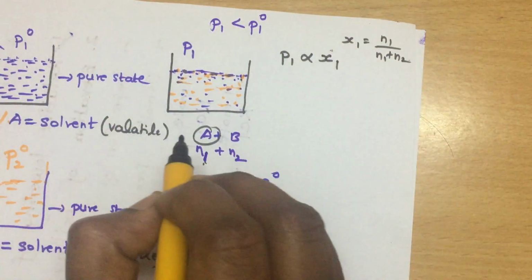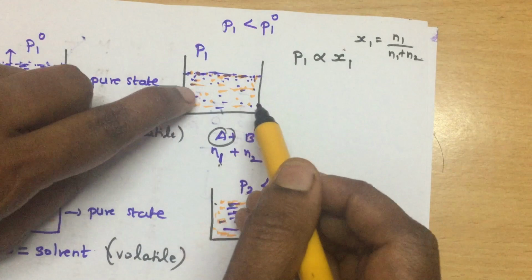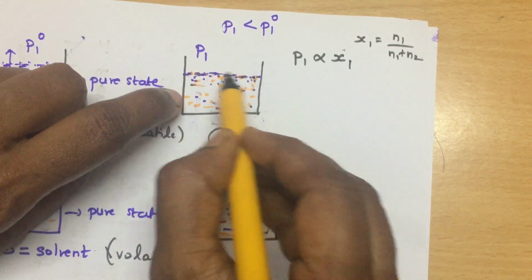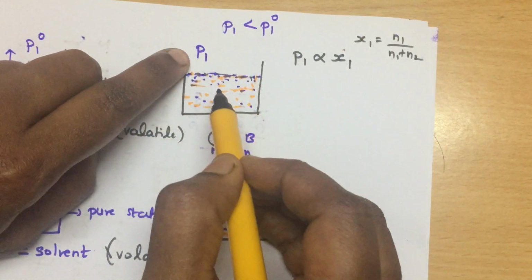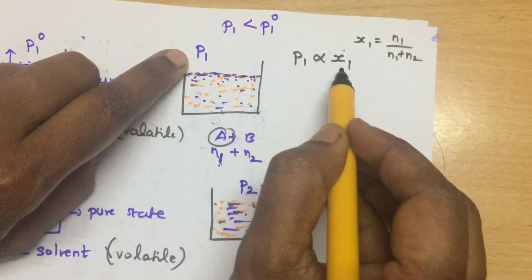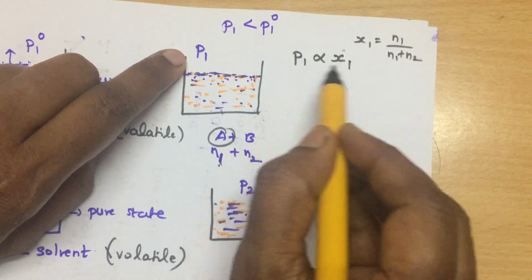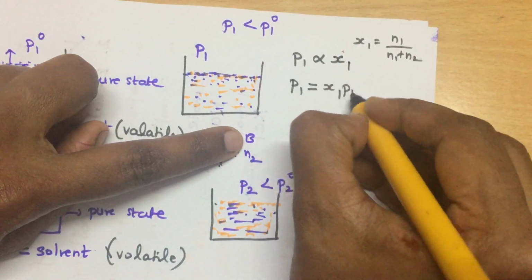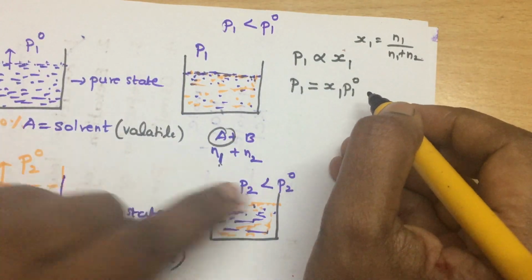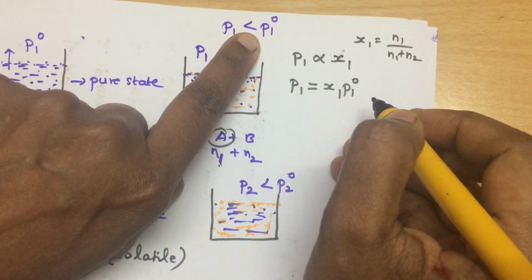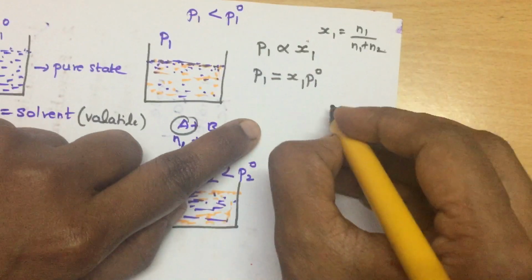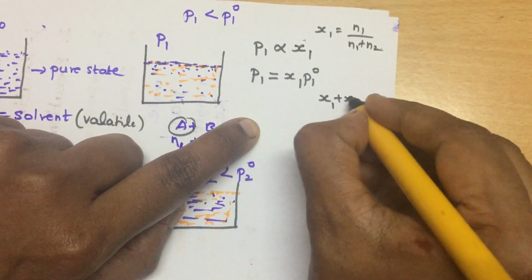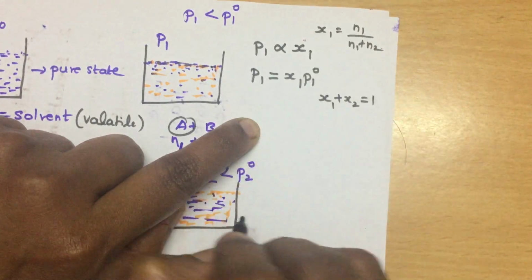P1 is proportional to x1, because you see, when the number of moles of A is higher, the number of A molecules on the surface also becomes higher, and its vapor pressure also increases. So as x1 increases, P1 increases. Later he stated that the proportionality constant is P1 naught, which is its initial vapor pressure. Okay? You know that the sum of the mole fractions is always equal to 1.